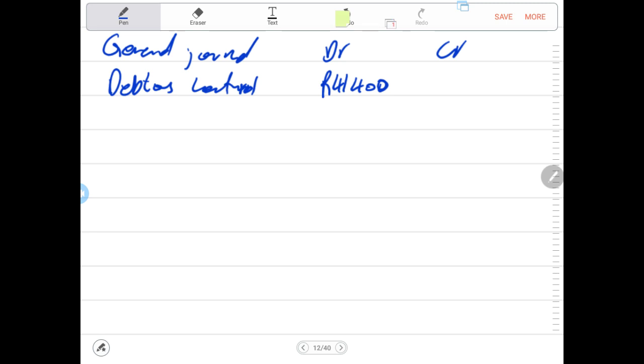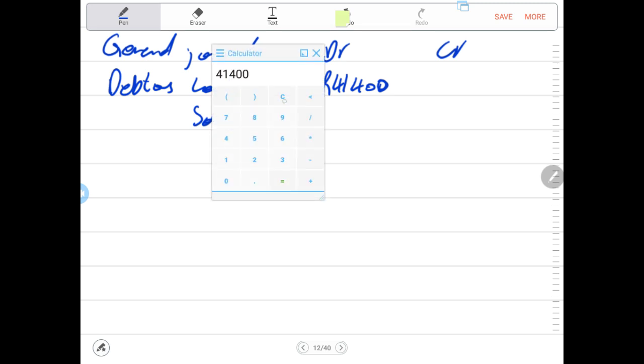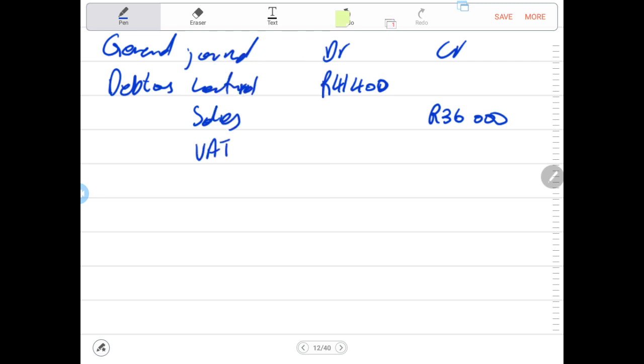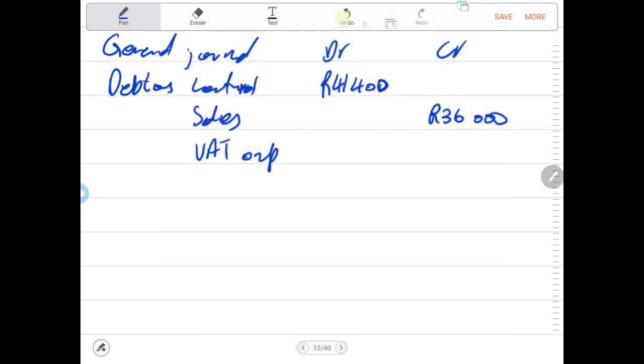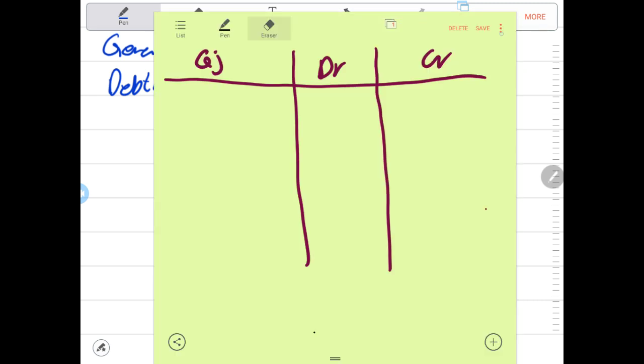Then after, we need to have our sales. We know that our sales will be times 100 divided by 115. So I'm going back now using a backward approach, 36,000 rands, which is the same as 30,000 rands times 1.2. Then after, we have VAT output. I think we already know how much our output VAT is, and I did already show the calculations.